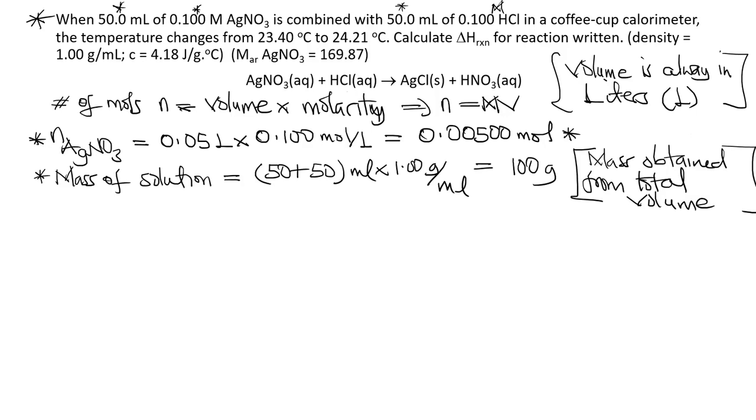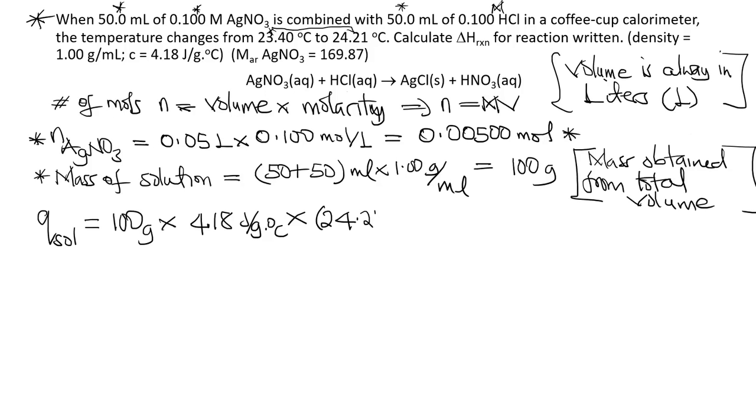Now, once you obtain the mass, you come back and say Q solution, the heat of solution, is equal to 100 grams, that is the mass of solution, times 4.18 joules per gram per degree Celsius, times the change in temperature, which in this case is 24.21 minus 23.40 degrees Celsius. Once you do the calculation, you find that we have 338.58 joules. So the heat of solution is 338.58 joules.